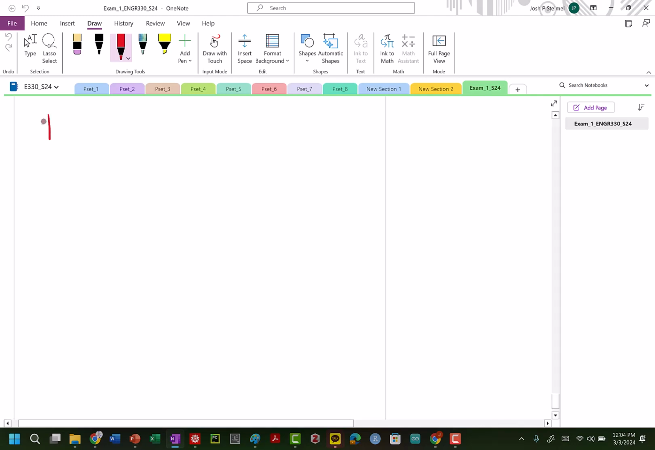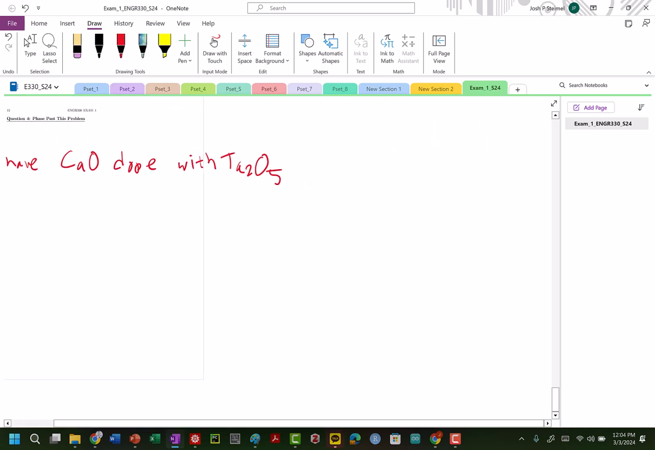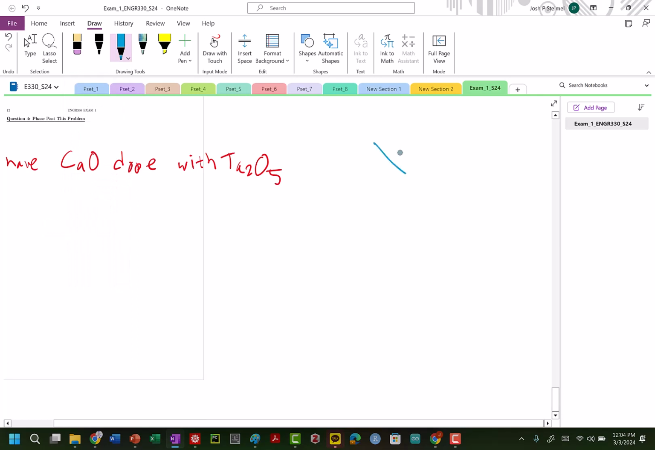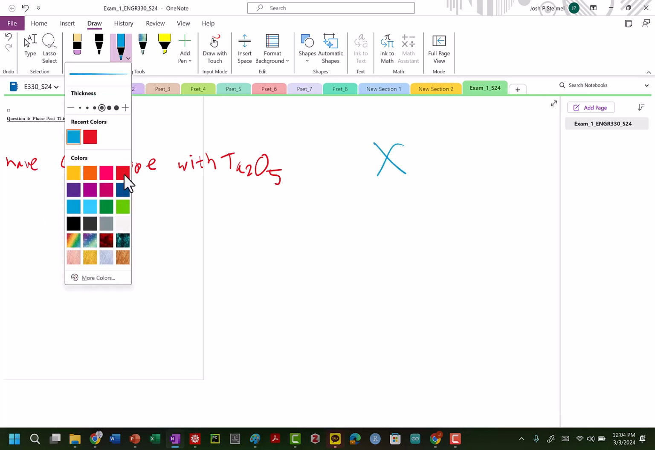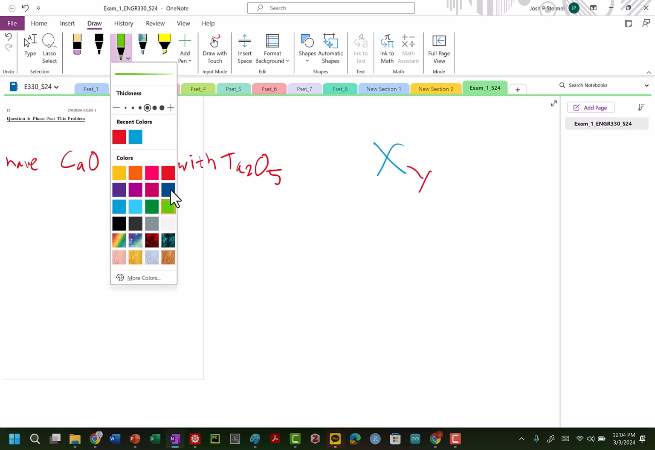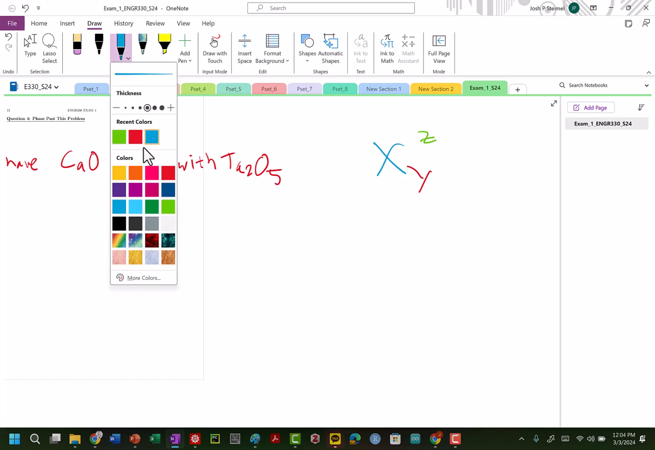So let's say I have CaO, and I'm going to dope CaO with Ta2O5. When I write that, remember our Kroger-Vink notation. I'm going to change colors here. We have our X location, our Y location here in red, and then our Z location here in green.